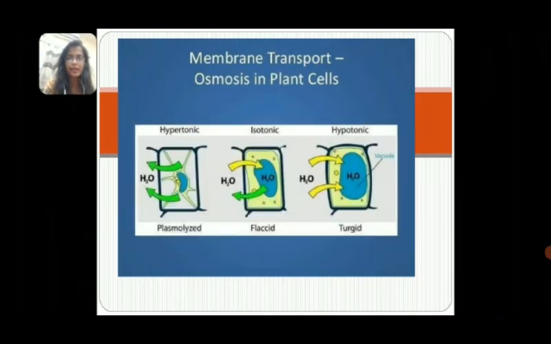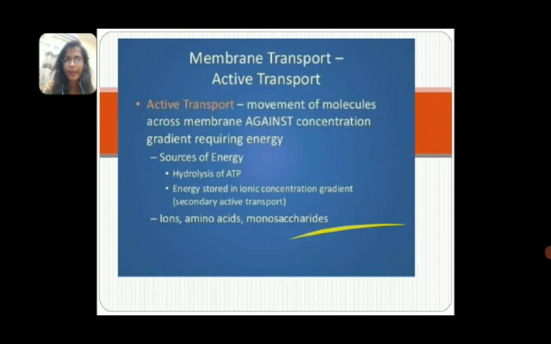Here you can learn three more different terms: plasmolysis, flaccid, turgid. If in hypertonic solution exosmosis occurs, that means plasmolysis of the cell occurs. Isotonic, the cell is maintaining its flaccidity. In hypotonic, the cell is maintaining turgidity by endosmosis.